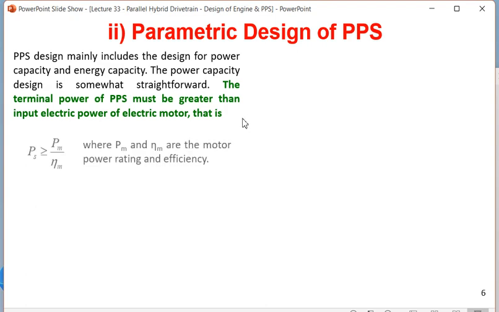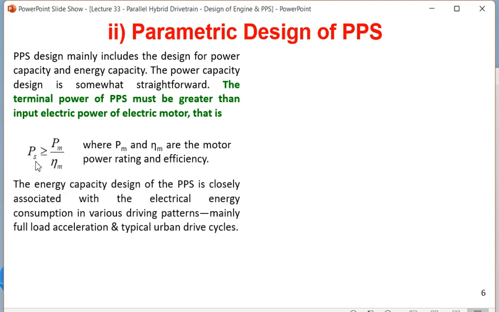So what is the input electric power of the electric motor? The equation is P_S, that is the PPS power, meaning whatever is the stored energy in the battery, that should be greater than P_M by eta_M. Eta_M is the efficiency of the motor power rating. So P_S is greater than or equal to P_M by eta_M. If it is greater, it is very good. At least P_S should be equal to P_M by eta_M.